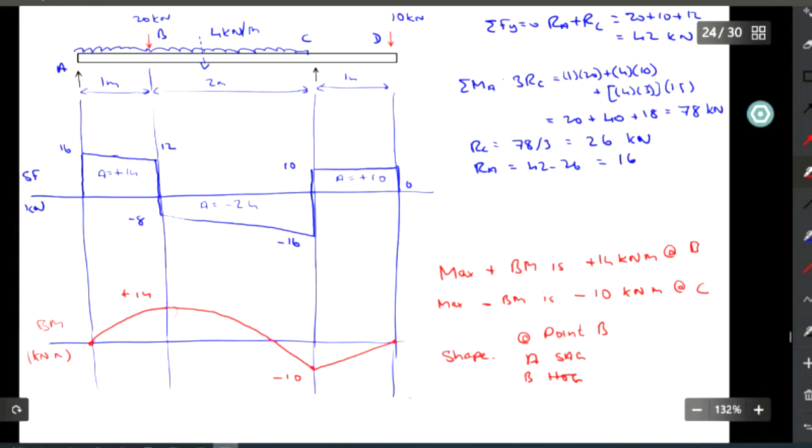And then at point, so I'll stop that one. Then at point C, is it sagging or hogging? So at this point here, what's it doing? Again, A is sagging, B is hogging. Yeah, okay, pretty clear. Okay.